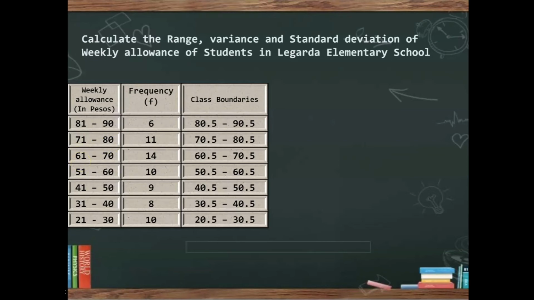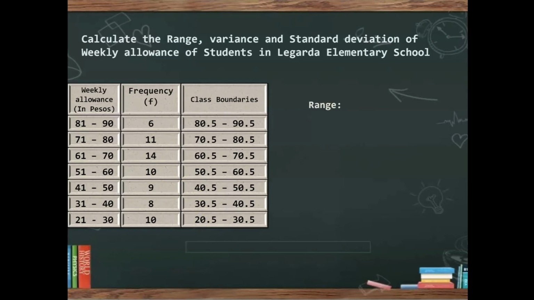61 minus 0.5 is equal to 60.5. 70 plus 0.5 is equal to 70.5. 51 minus 0.5 is equal to 50.5. And 60 plus 0.5 is equal to 60.5, hanggang makuha mo lahat ng value dito sa class boundaries.